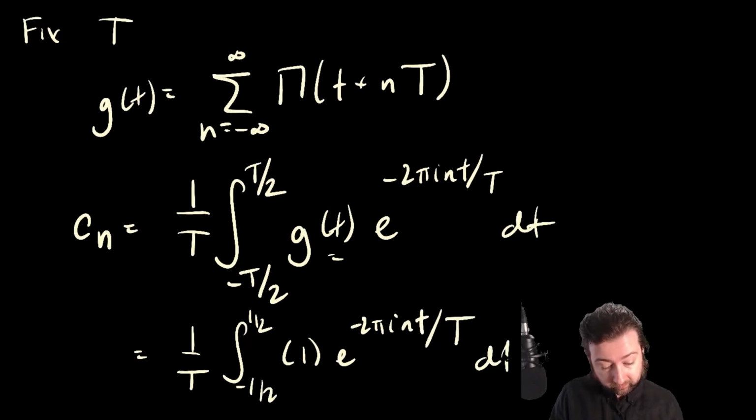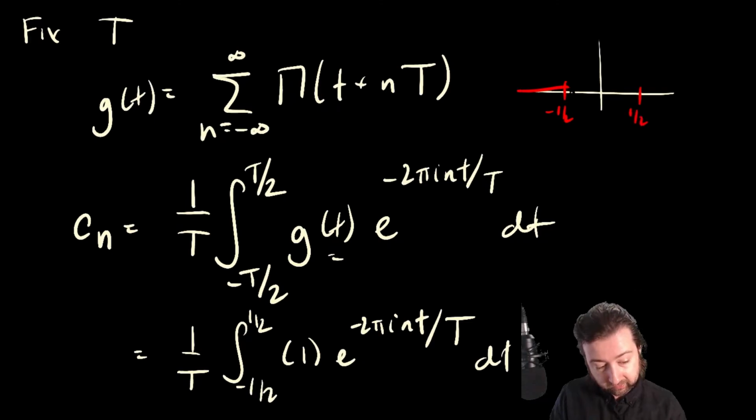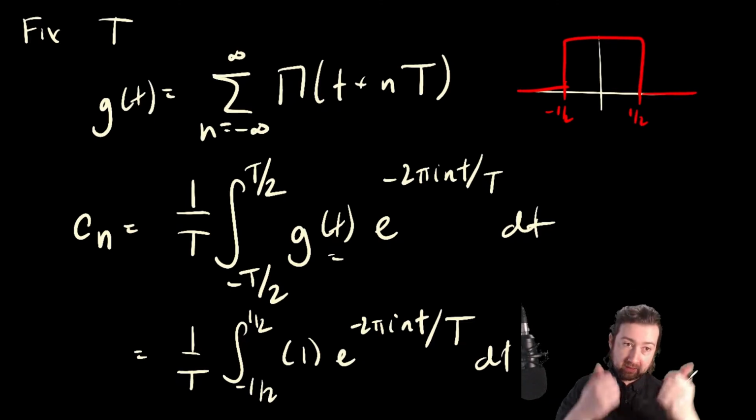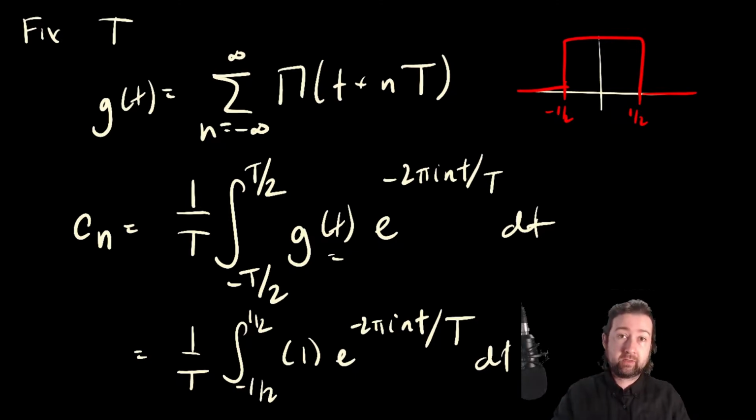Because remember, what g of t looks like is it just pops up and does a rectangle between minus 1/2 and 1/2. And then it's 0 again until we get to the next period, and then it pops up and does another rectangle. Okay, so this integral is always just going to exist from minus 1/2 to 1/2, no matter what. All right, so now we just continue with the integration.